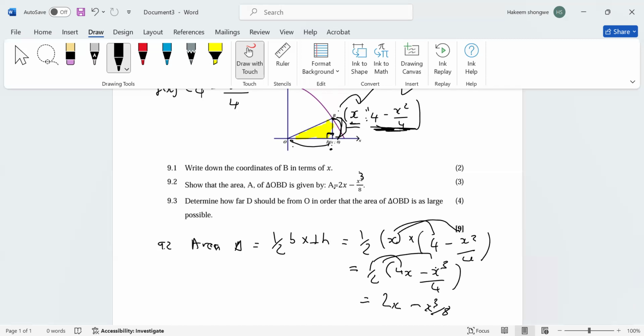Okay, this one was 3 marks. So getting the correct area formula, substitution, and then simplification, because we can't mark you for the answer. We already told you this is the answer.